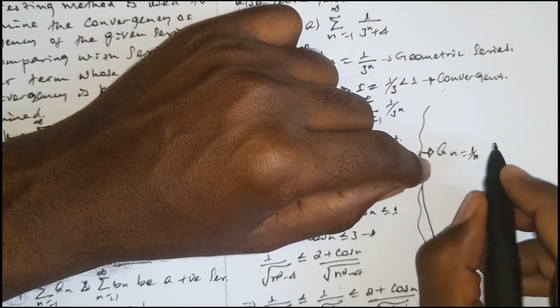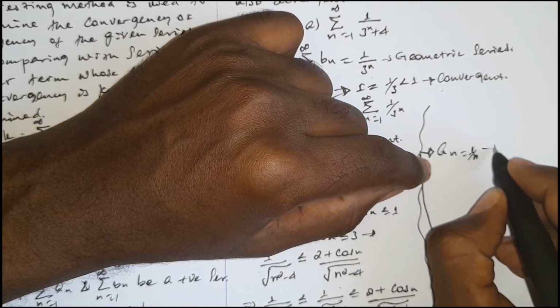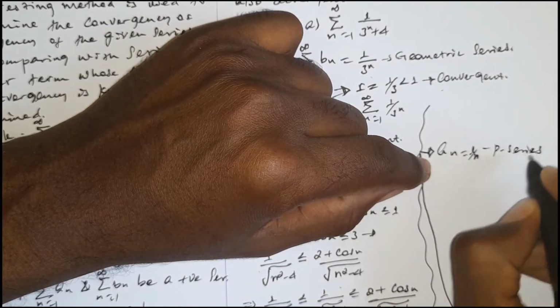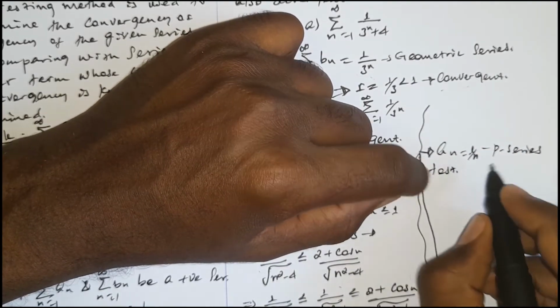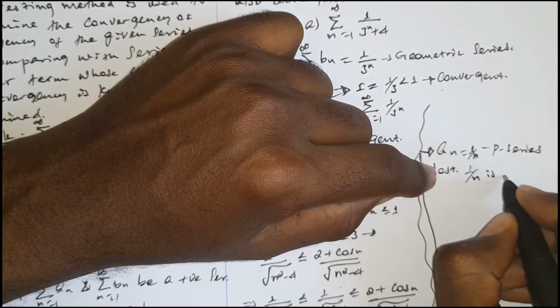So by p series test, 1 over n is divergent.